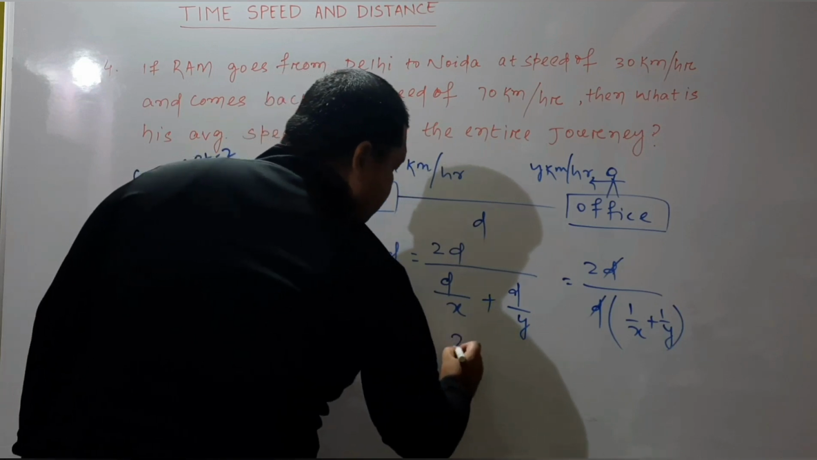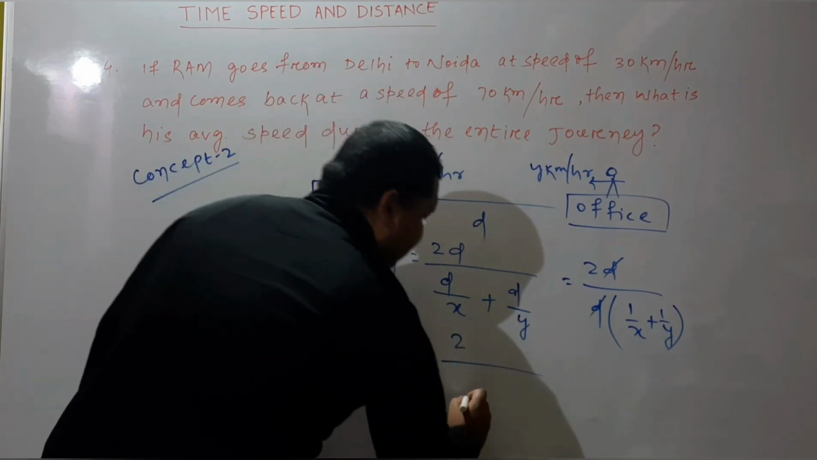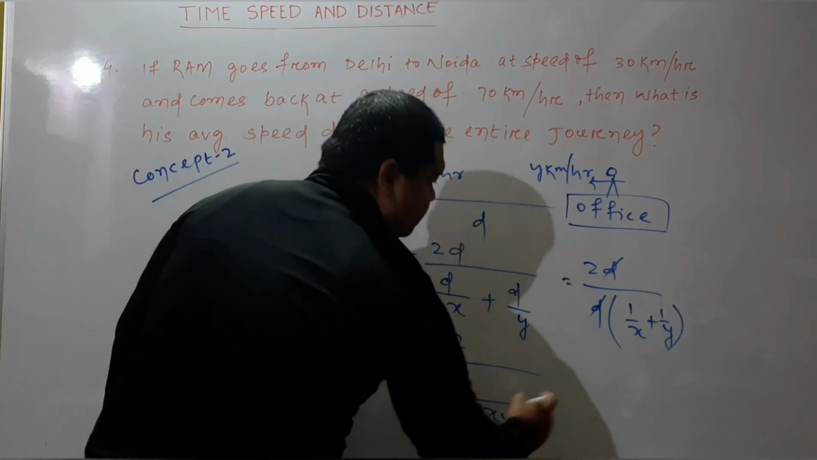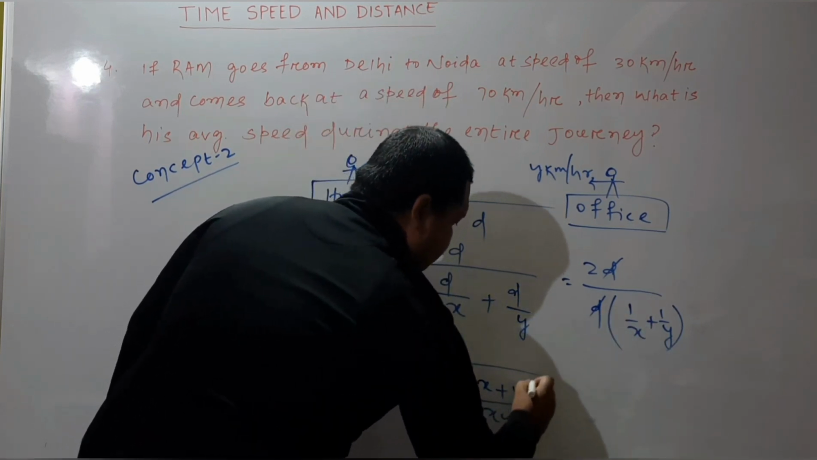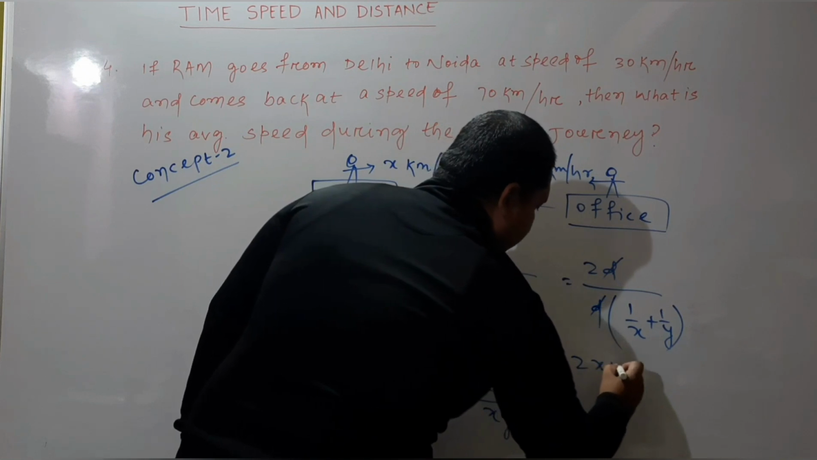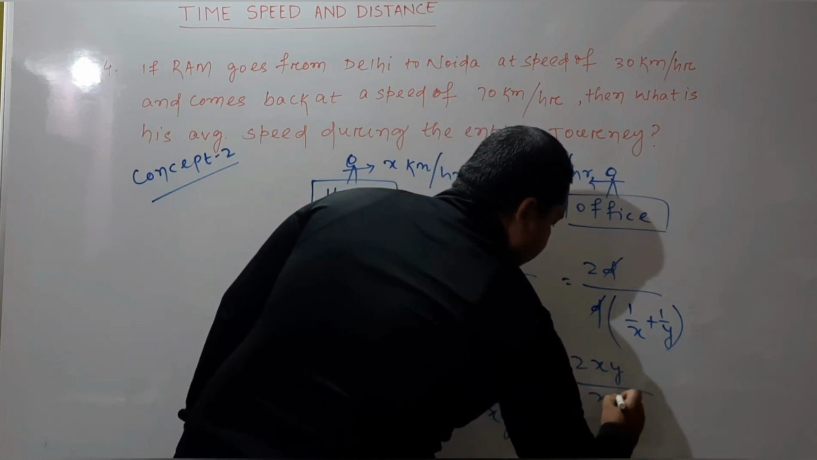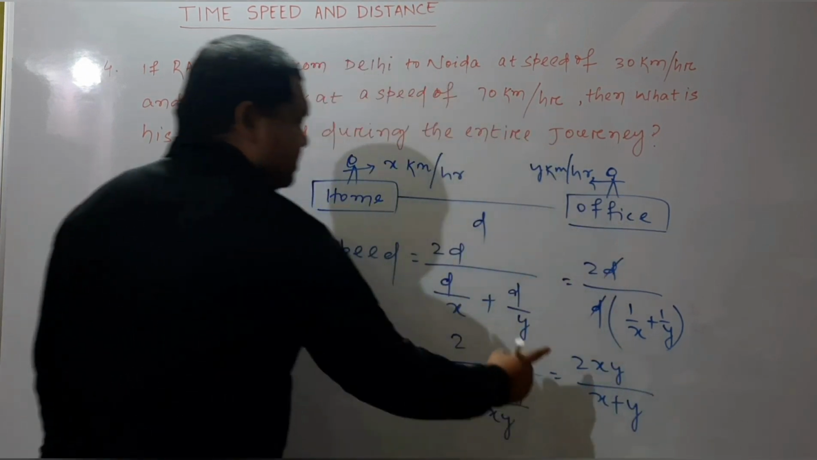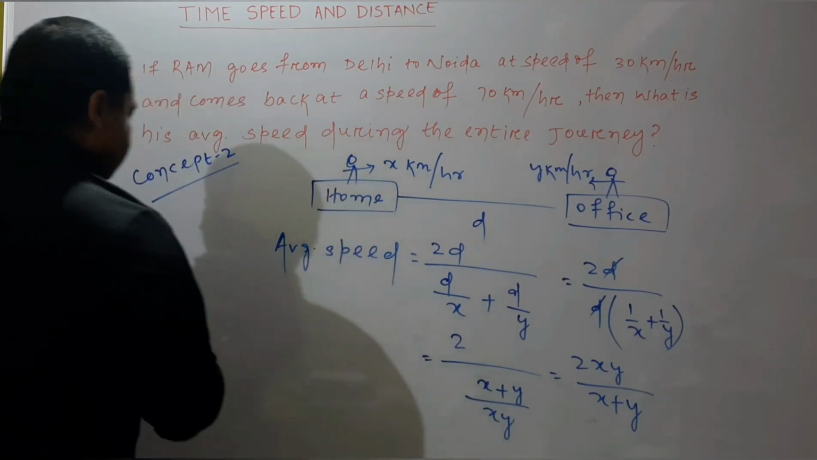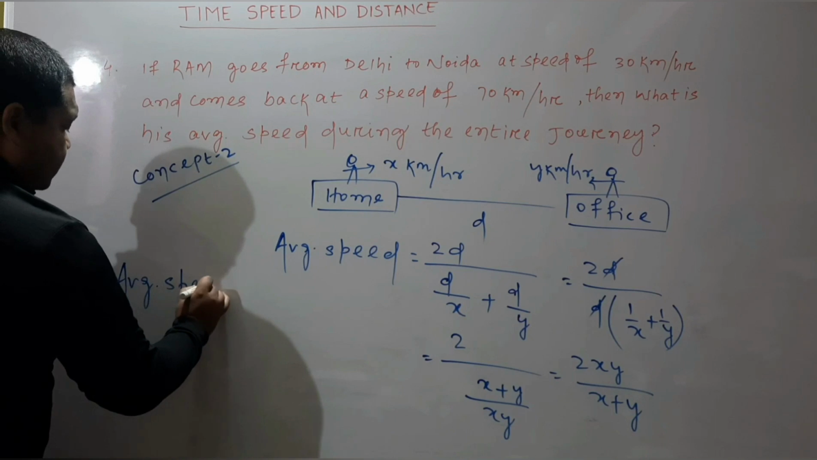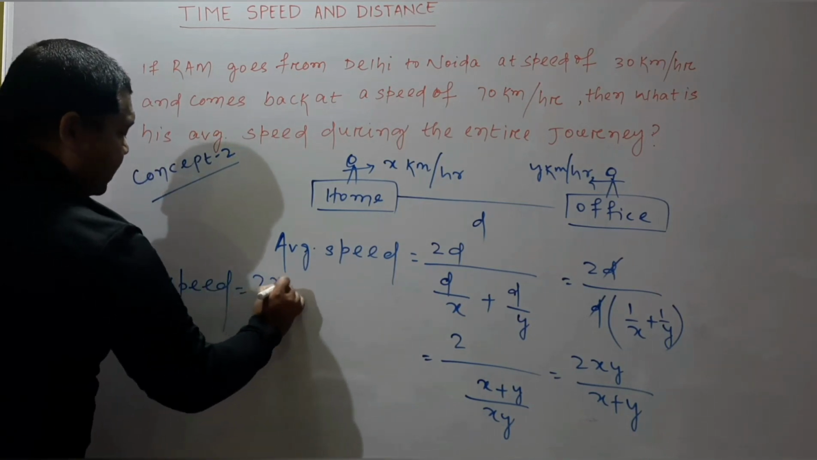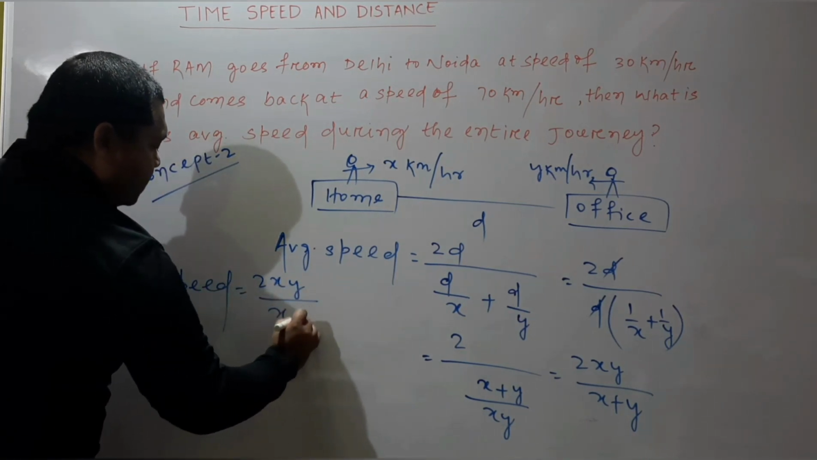This is 2 divided by, take LCM, this is xy and this is y plus x, that means x plus y. So this one is 2xy divided by x plus y. Okay, so this is the formula for average speed. You can apply this formula. Average speed is 2xy divided by x plus y.